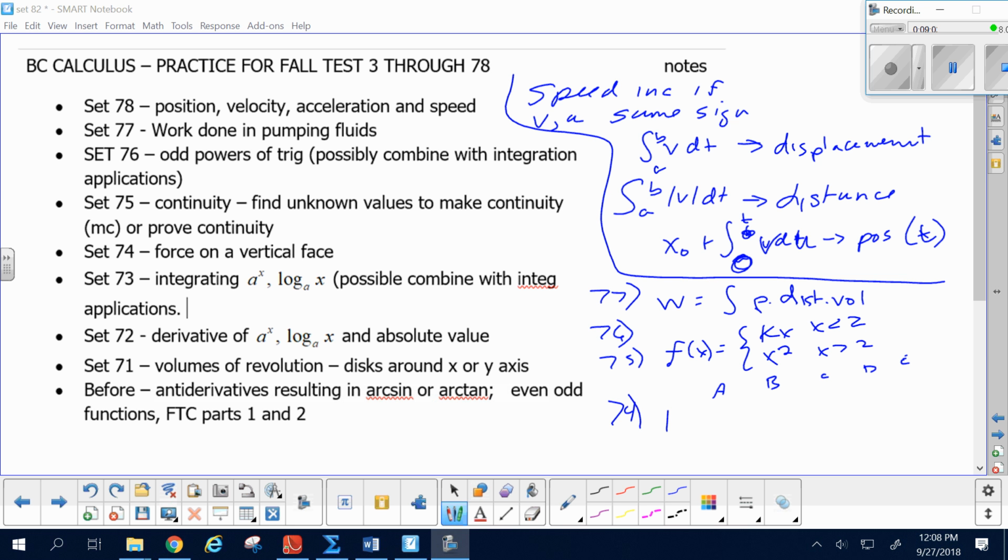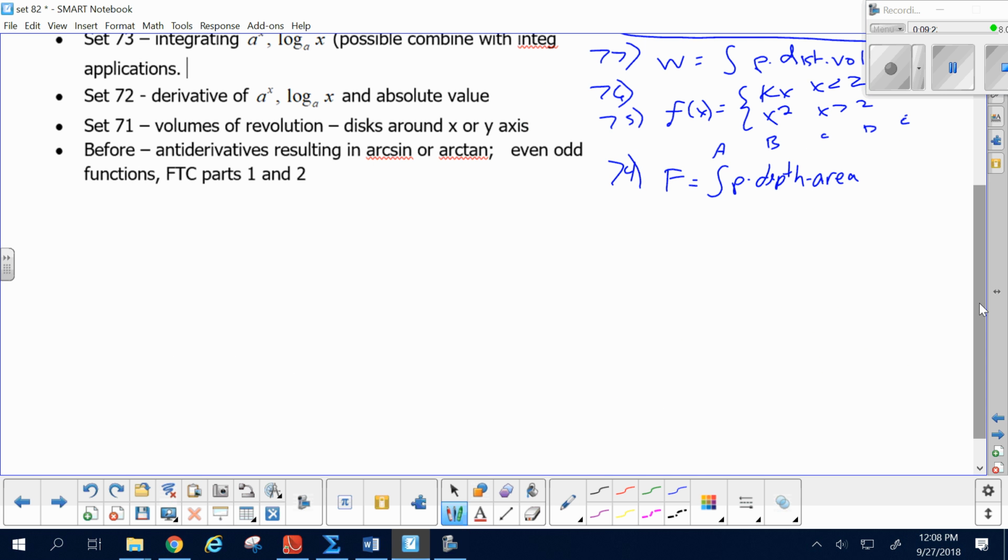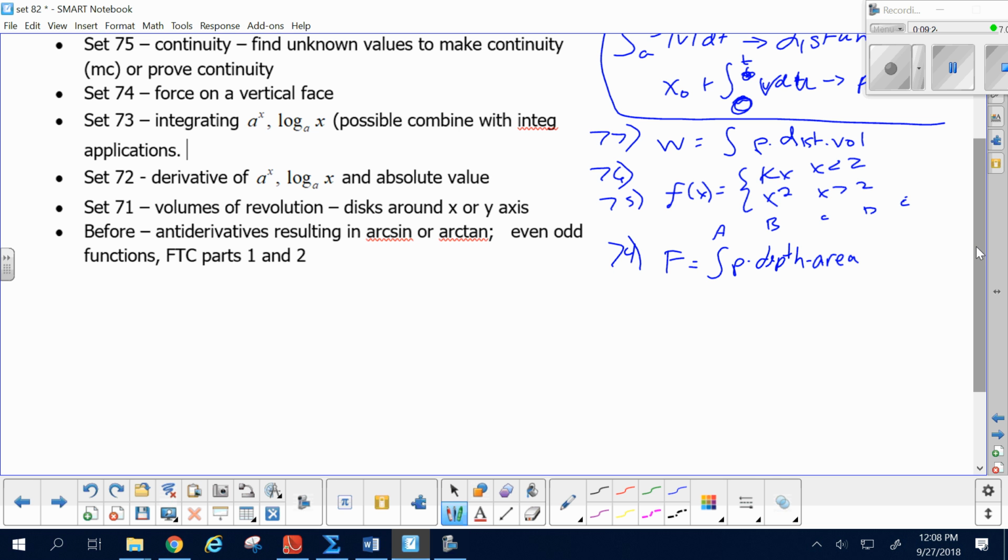How do you find force on a vertical face? Rho, D standing for? Depth. And depth is relative to the top of the container or the top of the fluid? Top of the fluid and area, whereas distance is relative to the top of the container. Let's go on to set 73, I think it was. 73. What's the antiderivative of a to the x?